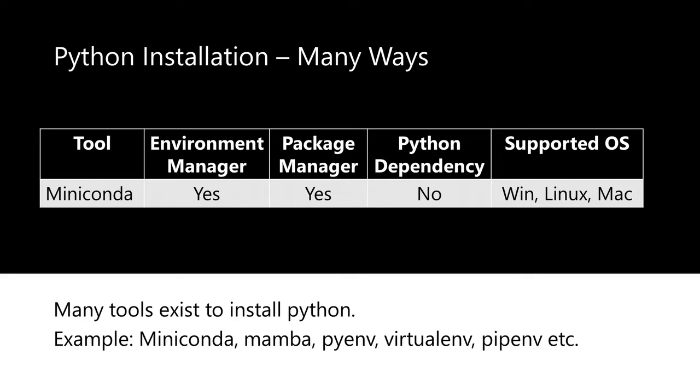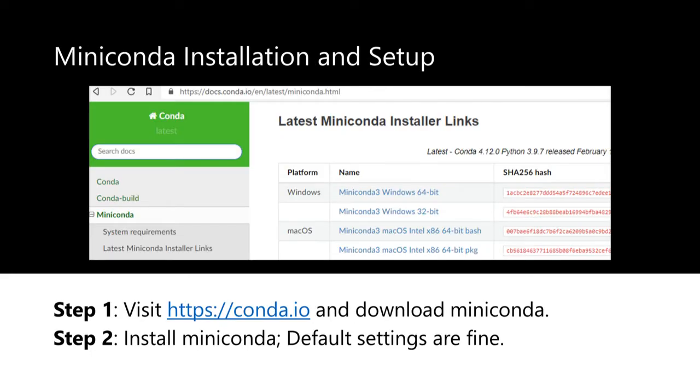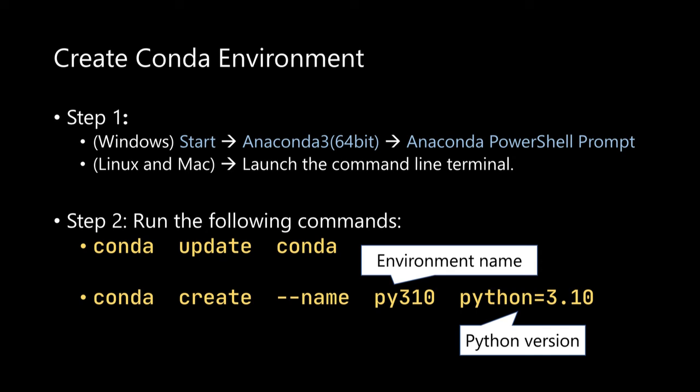We will be using Miniconda tool to create a Python environment. The Miniconda tool uses Conda as the environment and the package manager. So let's first install the Miniconda tool and then run the conda command to create a Python environment. So go ahead and download Miniconda for your operating system from the conda.io website. Once it is installed, open the command line terminal and run the following commands.